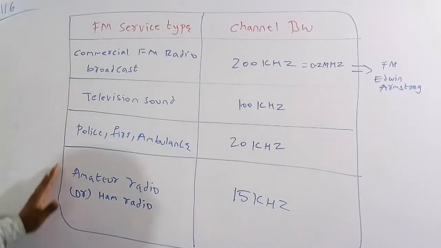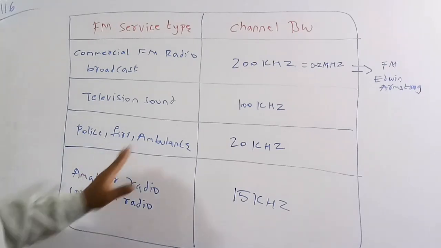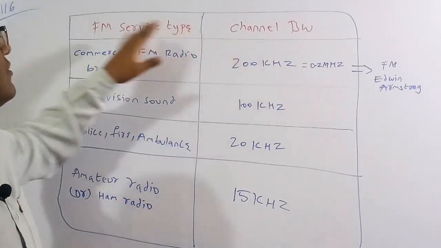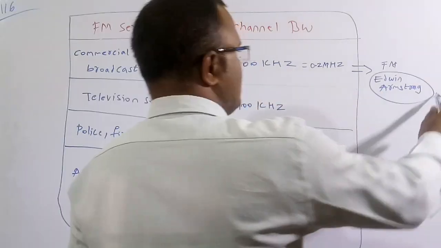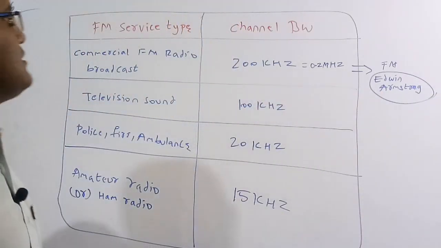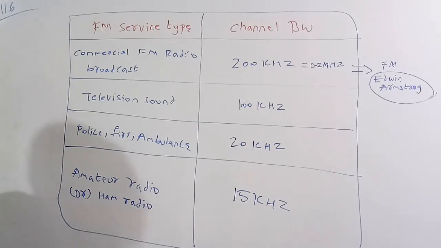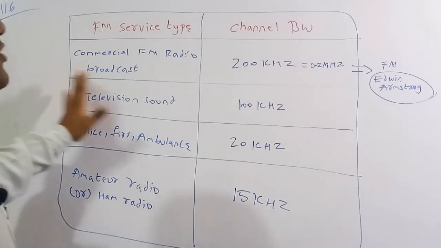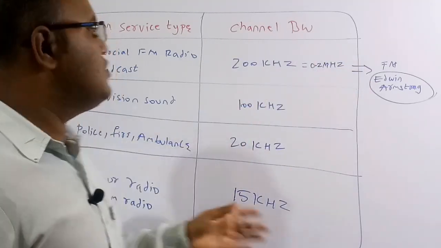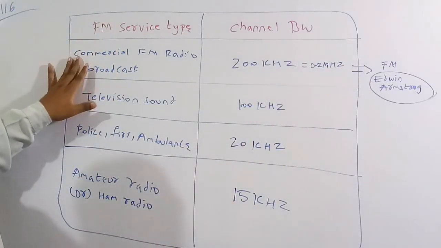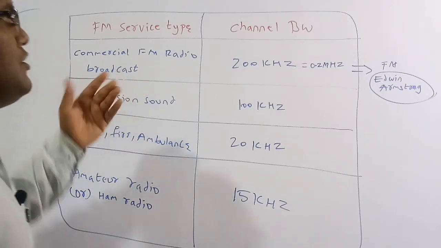All these belong to the FM service type and the respective channel bandwidth. This FM modulation was invented by Edwin Armstrong, who was the first person to invent it, and it is better than AM modulation. The signal to noise ratio of FM is also more than all the other analog modulation schemes.